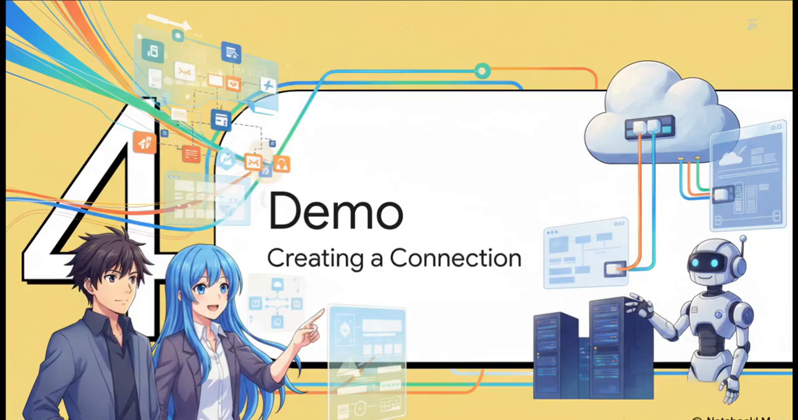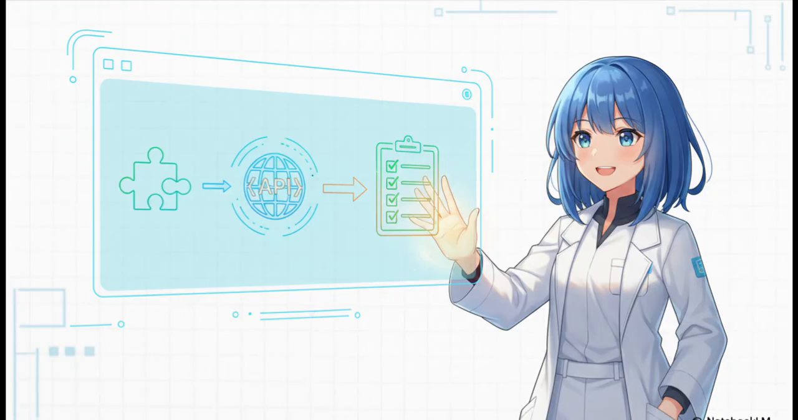Okay, enough theory. Theory is great, but let's actually see how this works in the real world. Let's get our hands dirty and walk through creating our very first connection, step by step, right now. So, to keep things simple and really clear, our goal is to build a real working connection to a public API. It's just a simple to-do list service. This is the perfect example because it's a real endpoint out on the web, but it doesn't require any tricky security setups, so we can focus on the core concepts.